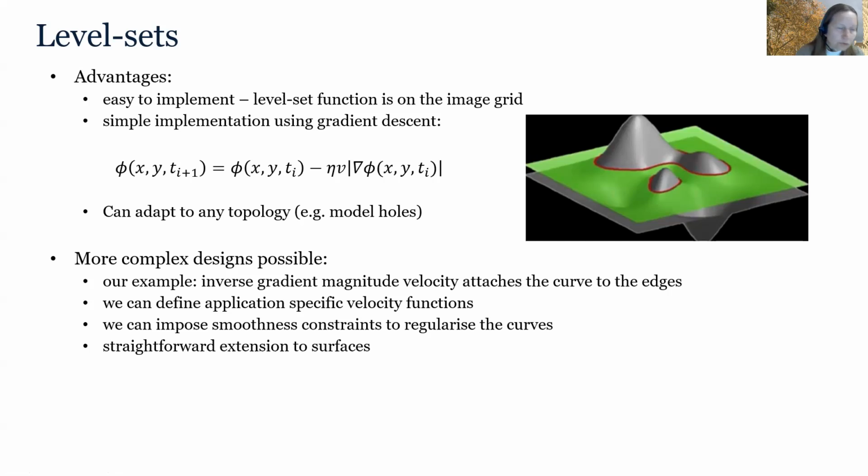And of course, this was just the simplest possible design because I wanted to demonstrate the main idea to you. In our example, we had an inverse gradient magnitude velocity to attach the curve to the edges in the image, but this doesn't have to be our objective. We might have a different application specific velocity function, so you can design it specifically for your application. We can also impose additional smoothness constraints to regularize the curves depending on what we want to achieve. And also extension to surfaces is straightforward. It works exactly the same as for the curves.